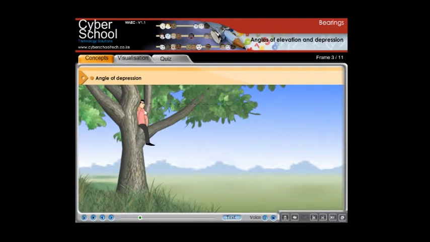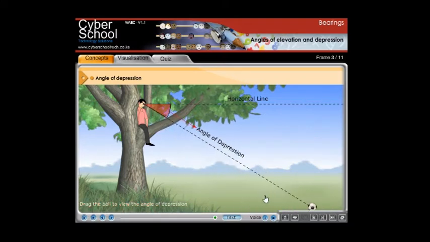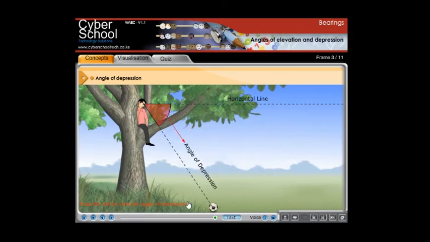If the object is below the level of the horizontal line, below the eye level, we turn our head downwards to view the object. Here, our eyes move through an angle. This angle is called the angle of depression of the object. For example, we move our head downwards to observe a ball on the ground from a tree. Observe the angle of depression by dragging the ball.